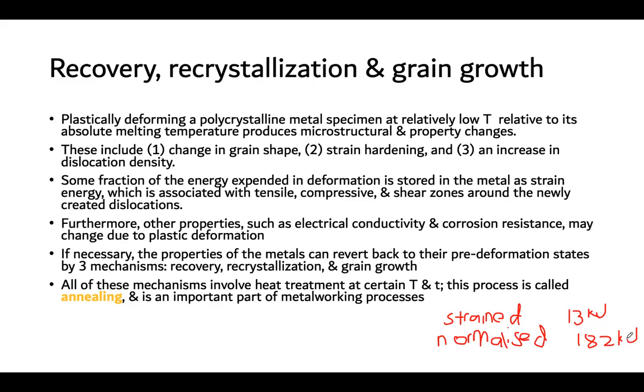So you see that if we do strain hardening, the toughness of the metal really decreases to 13 kilojoules. To increase the toughness or the ductility again, so the metal can be formed and changed like that, we do the normalizing or annealing. By using normalized steel, we have 182 kilojoules.